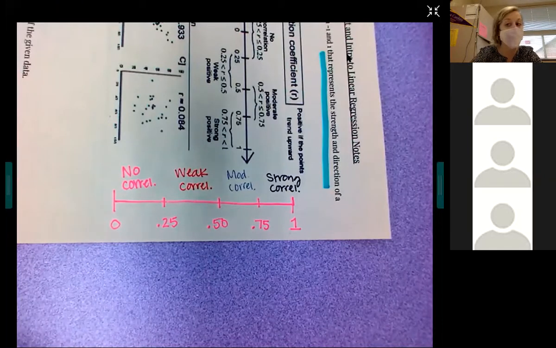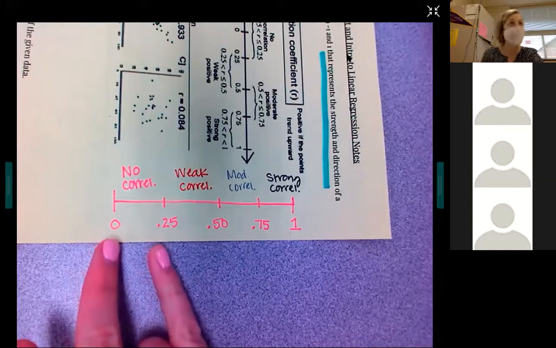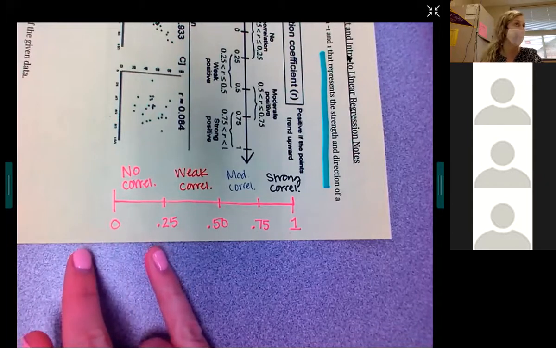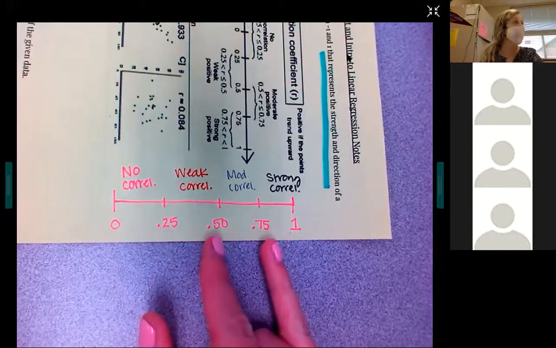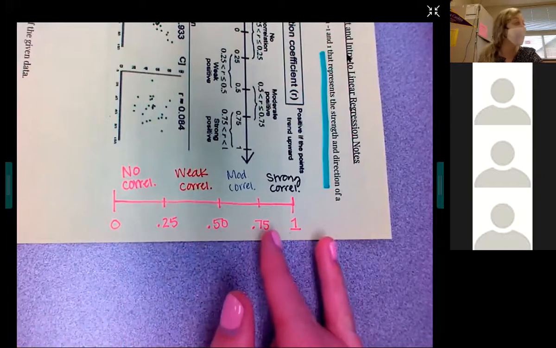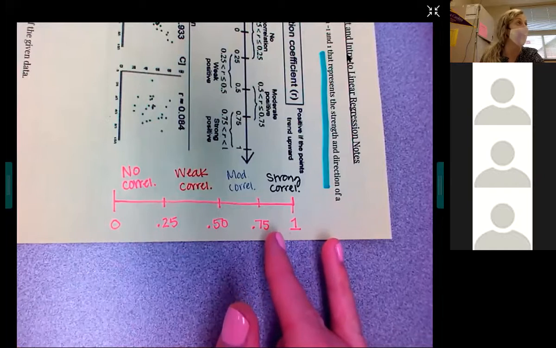Look at the R. If it's 0 to 25 cents, that's none. If it's 25 cents to 50 cents, that's weak. 50 cents to 75, moderate. Above 75, that's going to be strong, okay?